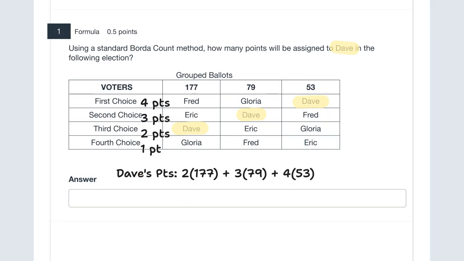Then we grab our calculator. 2 times 177 plus 3 times 79 plus 4 times 53. This is 803 points. You put 803 in a box. Don't try to put points or PTS. In fact, Canvas will balk at you if you try to do that. Numbers only in the box.